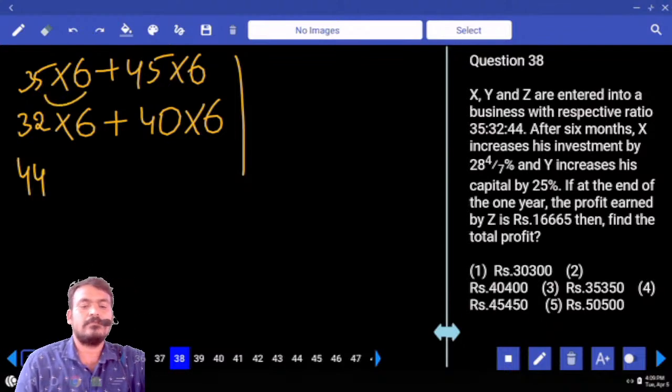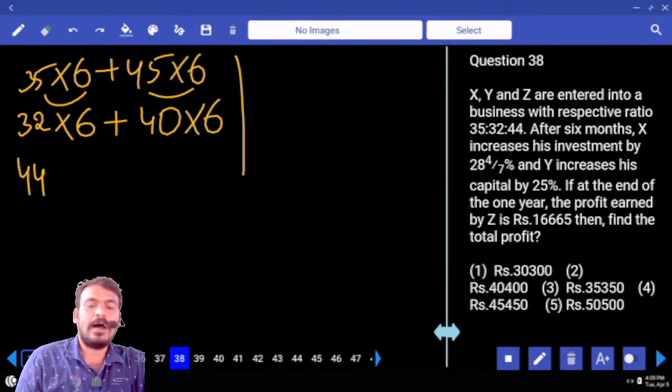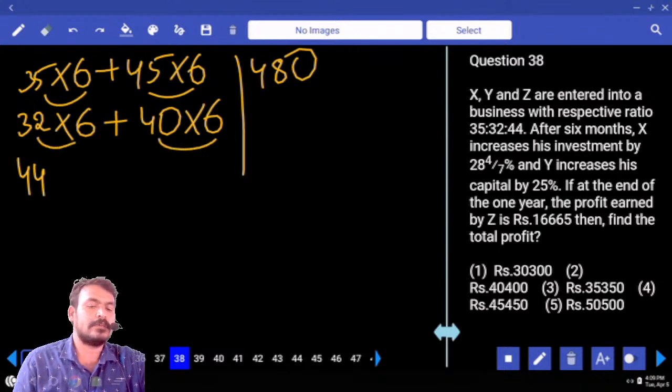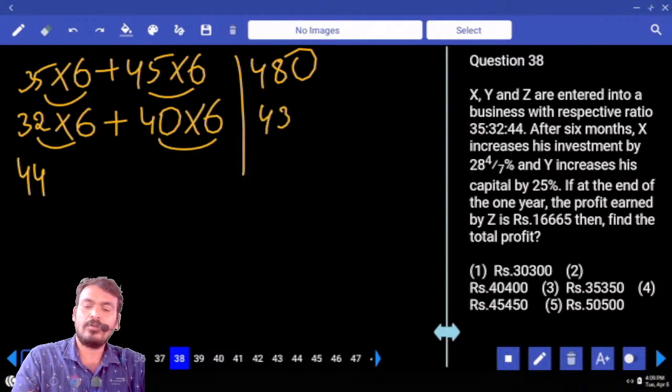35 into 6, 210, or not? 45 into 6, 270, or not? 35 plus 45, 80. 80 into 6, 480, or not? Next, 32 into 6 and 40 into 6: 72 into 6. It is 432, or not?